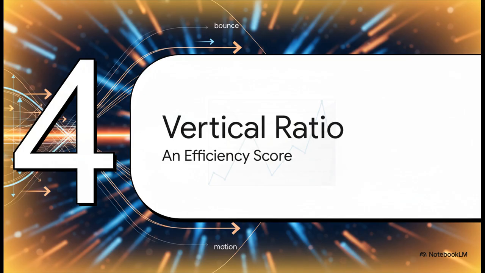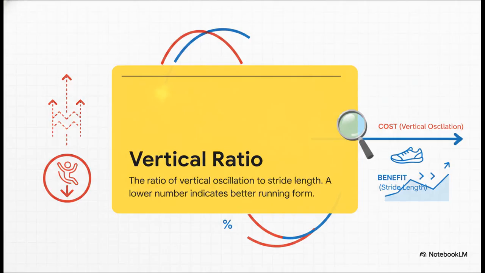And it takes your wasted bounce and your useful forward motion and rolls it all up into one super powerful number that basically represents your running efficiency. The key thing to get here is that it's a ratio. The easiest way to think of it is cost versus benefit.